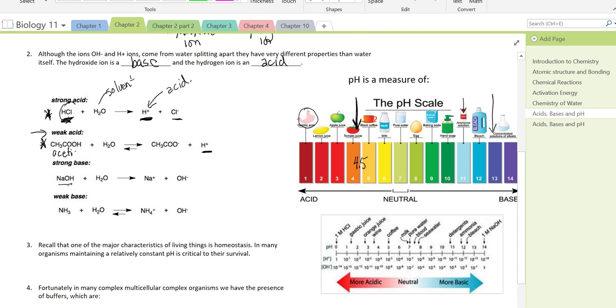And so with a base, what happens when you add it to water is, again, the water dissolves the sodium hydroxide and it produces the hydroxide ion. So here's our hydroxide ion, and that's what makes this a base. Okay.